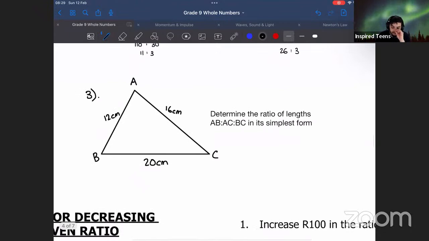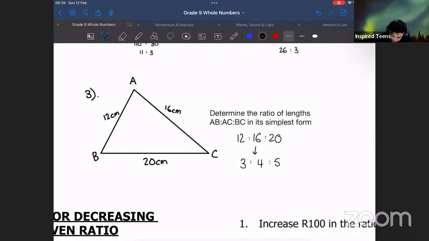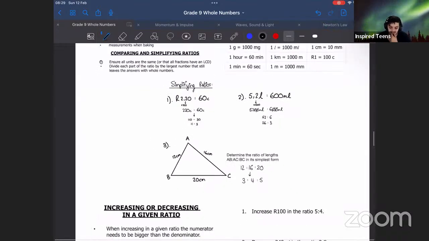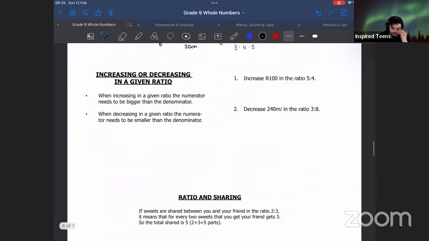Okay, determine the ratio of lengths AB to AC to BC in its simplest form. Same thing, I'm going to do this quickly. So AB is 12, AC is 16, BC is 20, and then you just need to simplify it. With 3 ratios, it's the same thing. So I can divide these all by 4, I believe. So it's 3 is to 4 is to 5. Okay, cool. Let's move on.